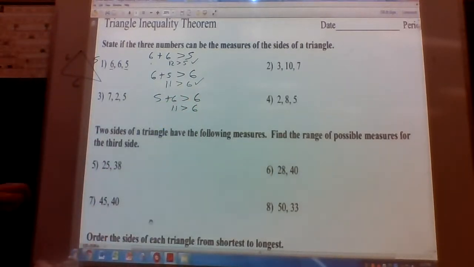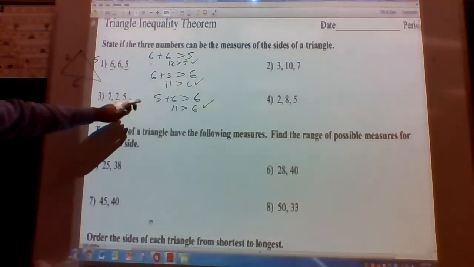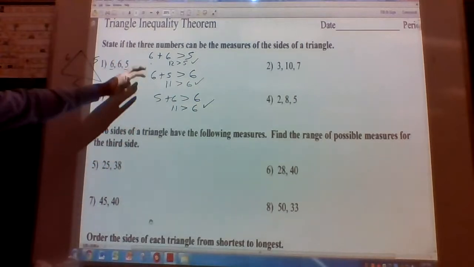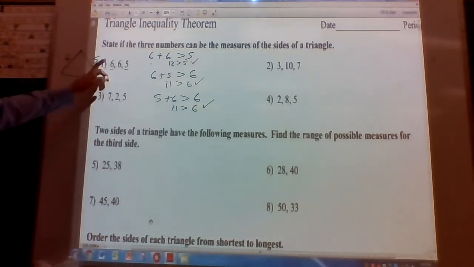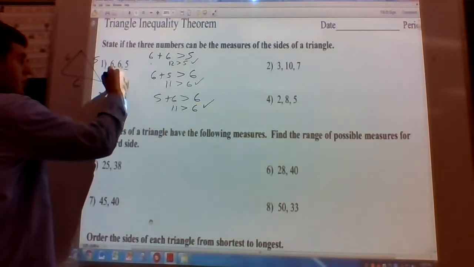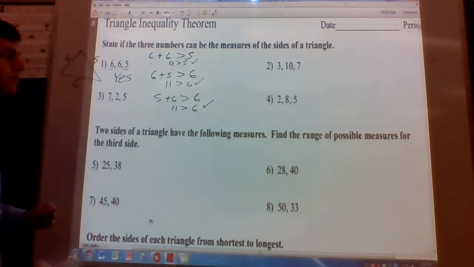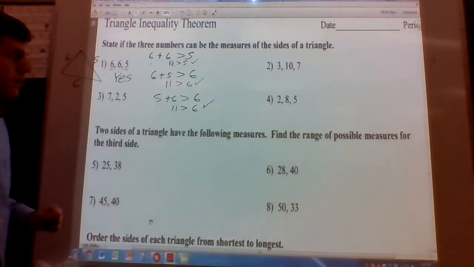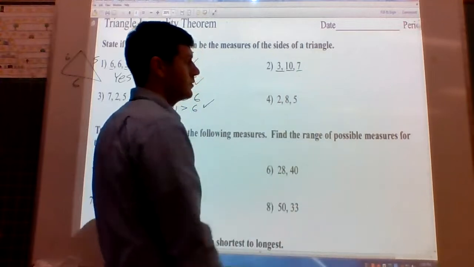So can we have a triangle? Yes, because any 2 sides that we picked add up to more than the third side. There are 3 different combinations of sides: we can do 6 and 6, 6 and 5, or 5 and 6. In all those situations, those 2 sides add up to more than the length of the third side. So this is yes, we can make a triangle. Okay, number 2. Our sides are 3, 10, and 7.